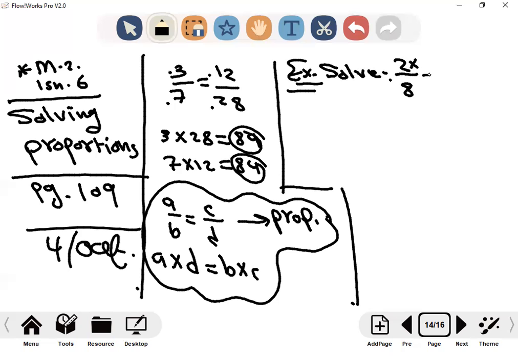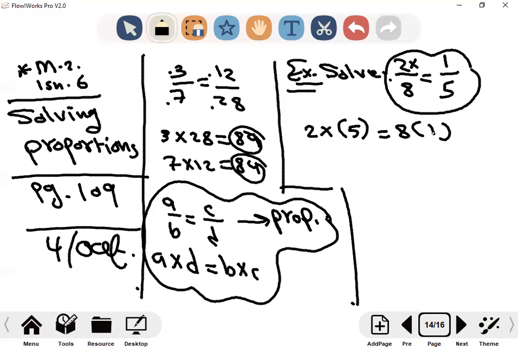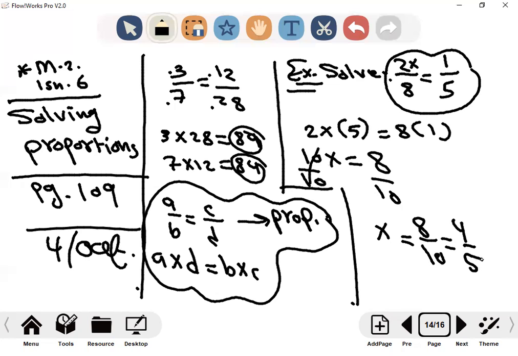For example, solve 2x over 8 equals 1/5. How do we solve this proportion? Because the two fractions are equal, what do we call it? A proportion. If the proportion is valid, then the cross product is true. So make a cross product. 2x multiplied by 5, equals 8 multiplied by 1. Here we have 10x equals 8. Now divide both sides by 10 to get the value of x, which is 8 over 10, means 4/5. This is how we do proportions.